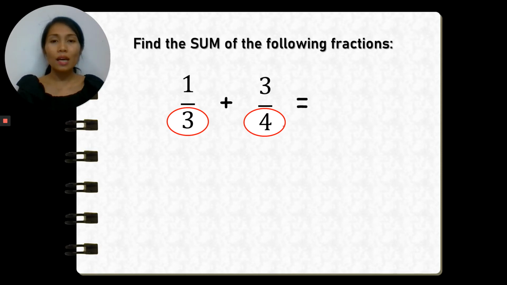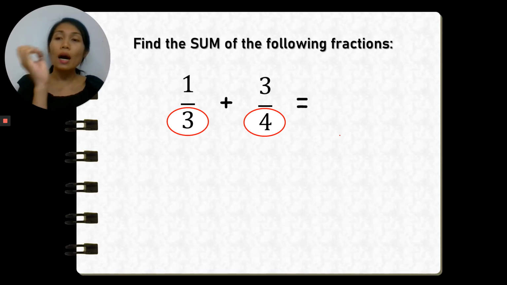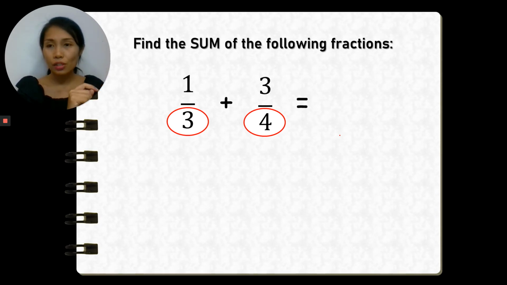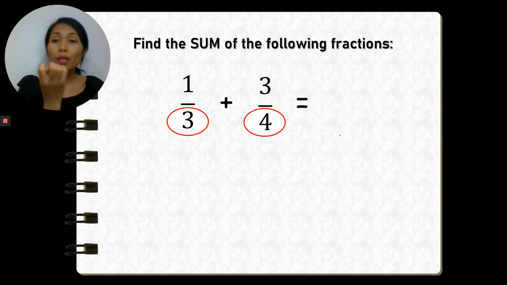Okay, so since they are unlike fractions, we cannot copy the denominator here because they are different. So if you got unlike fractions, our main goal, our target is to make them into like fractions, to make new fractions out of these given fractions, like 1/3 and 3/4 here, which will be to make them like fractions. But how are you going to do that?